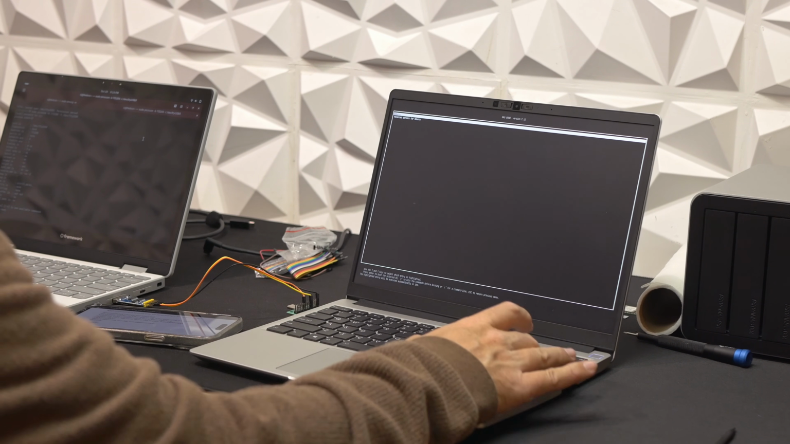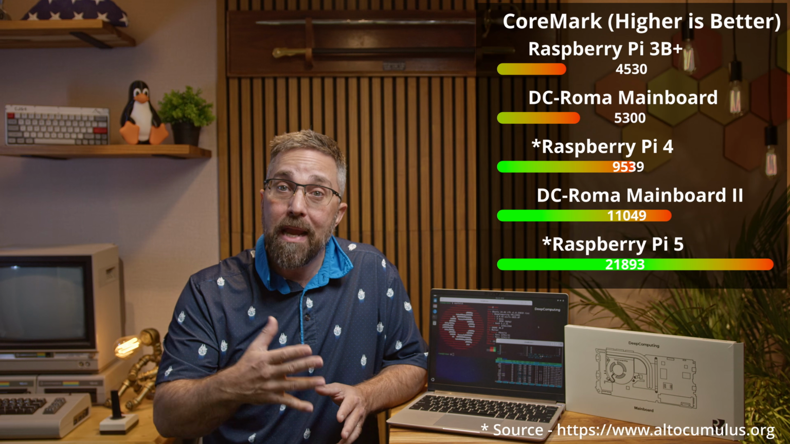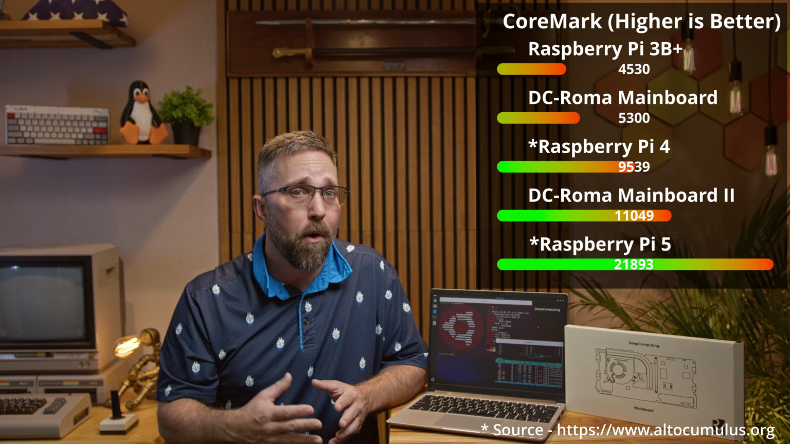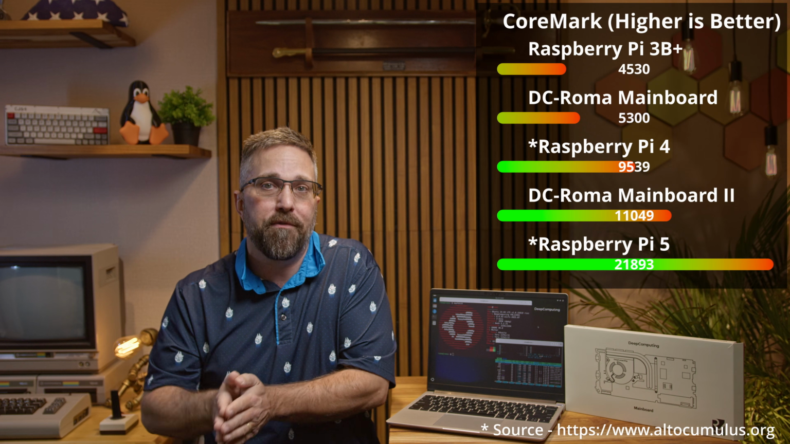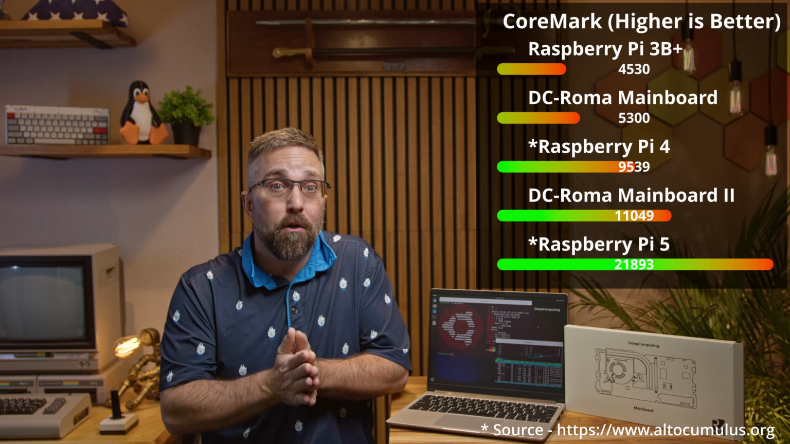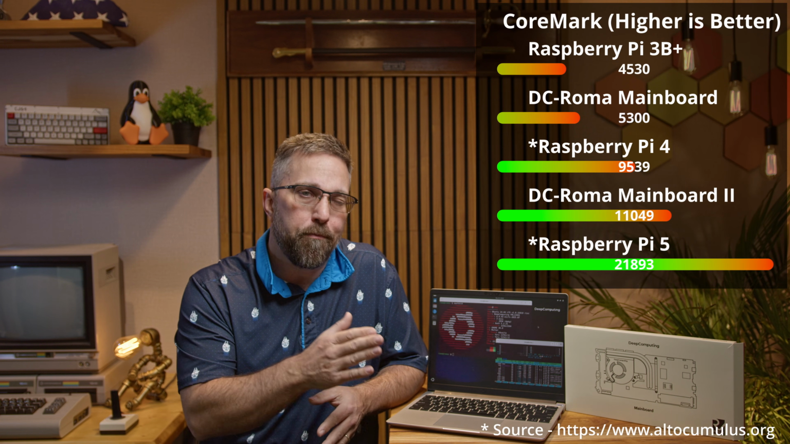To set the performance baseline, the original DC-ROMA RISC-V mainboard landed somewhere between a Raspberry Pi 3B and 4 in raw performance. It scored about 17% higher than a Pi 3B in the CoreMark integer processing benchmark. The Mainboard 2, on the other hand, scored a CoreMark of 11,049, roughly a 109% performance uplift over the first-gen board. That result puts it somewhere between a Raspberry Pi 4 and 5, though still closer to the Pi 4 overall in terms of practical CPU performance.